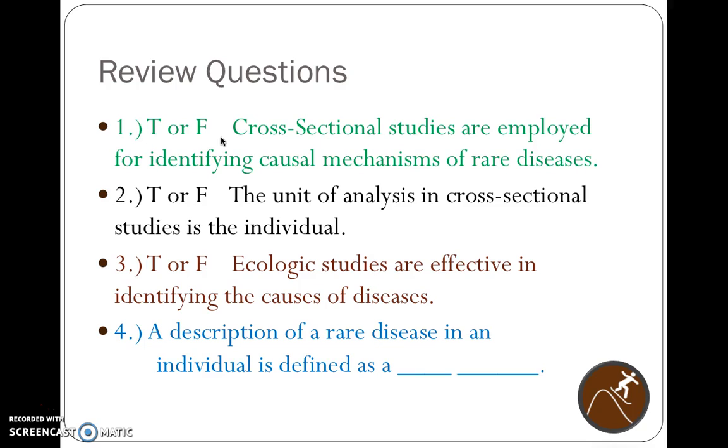Number 4. A description of a rare disease in an individual is defined as a, so what type of descriptive study did we describe earlier? Probably not so much from a statistical standpoint, but just basic epidemiology study design. And a single rare disease would be a type of case study, and we would just call it a case report.